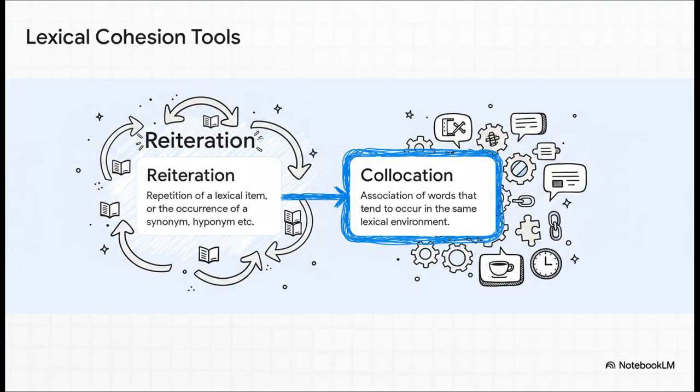And you know what? To really nail lexical cohesion, you just need to get a handle on two main tools. Seriously, that's it. We're going to call them reiteration and collocation. Think of them as the two most important tools in your analysis toolkit. Let's break down the first one.